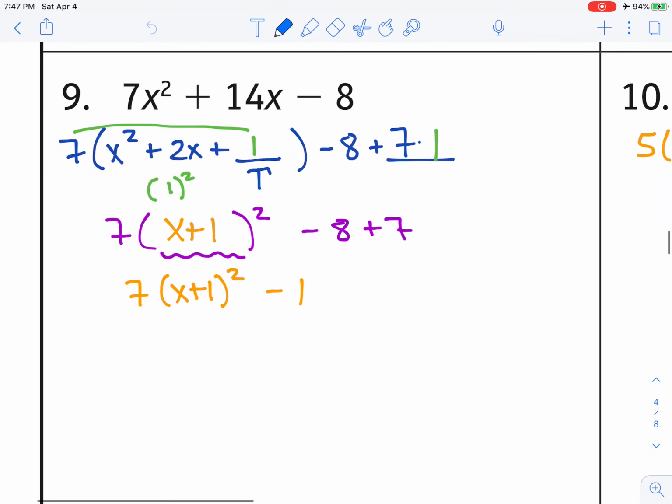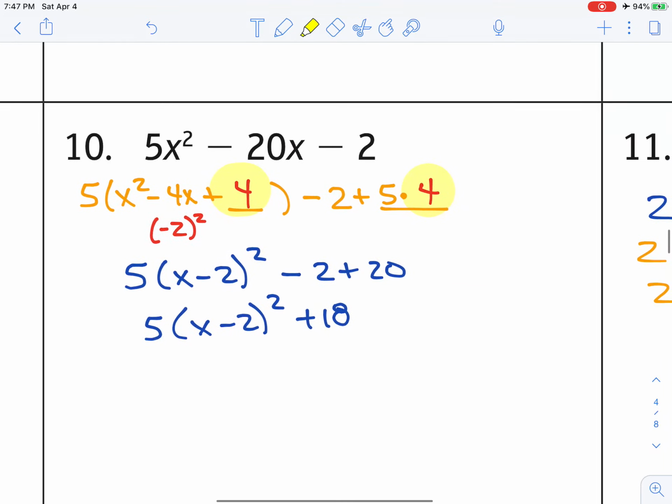So number 9, we take out a 7 and making sure I have a 7 over here. Since 2 is my b value, I divide it in half and square it and I get 1. So I have 1s in this spot and this spot. And then I simplify it.